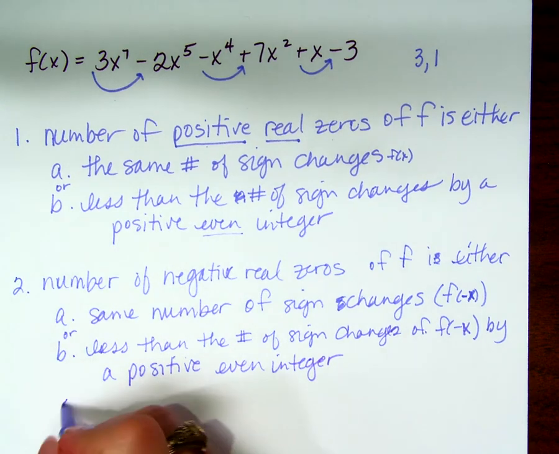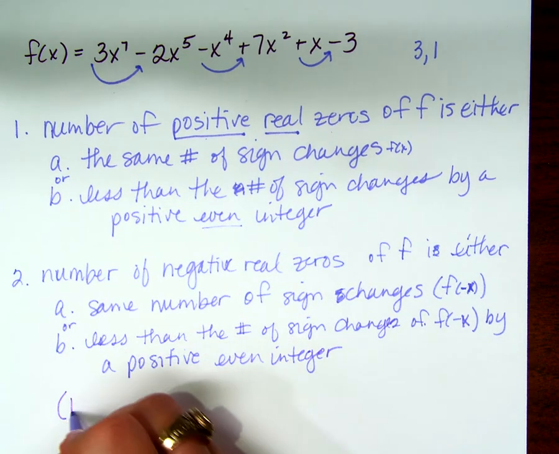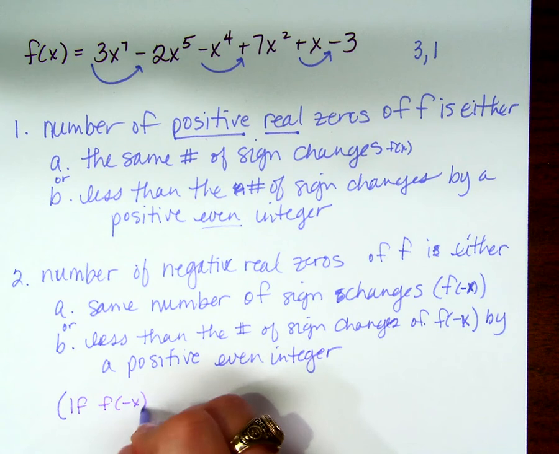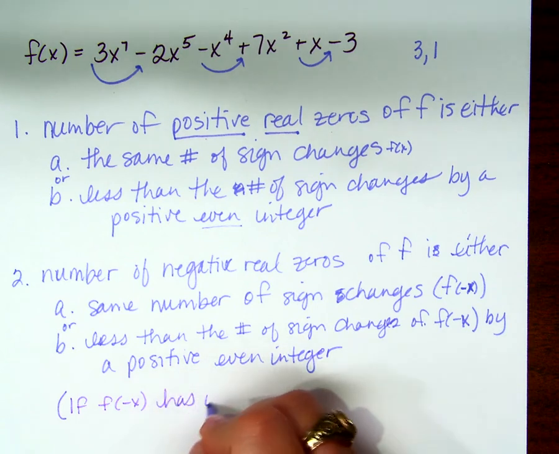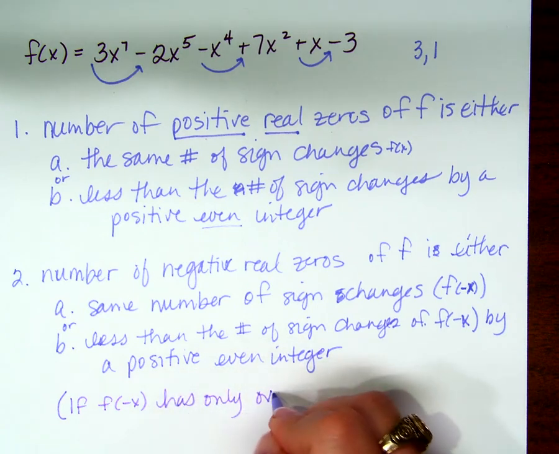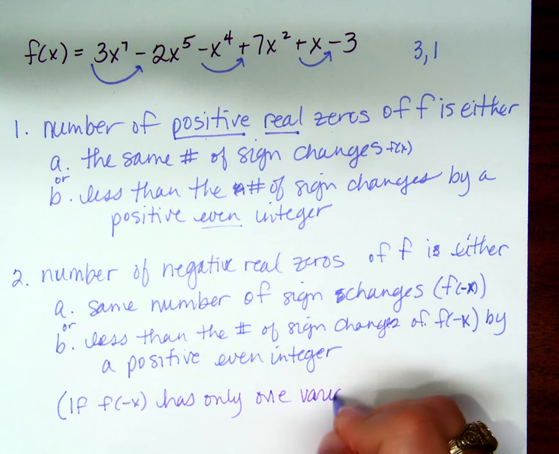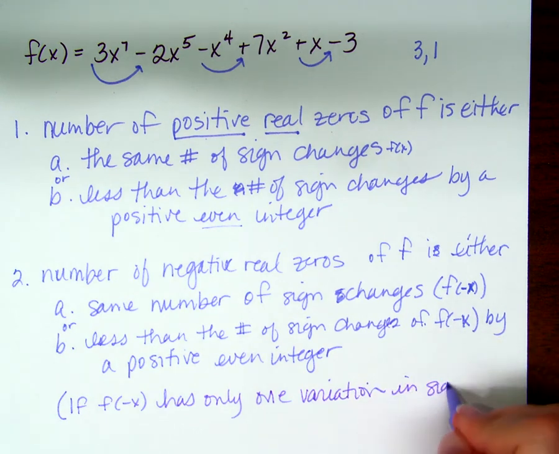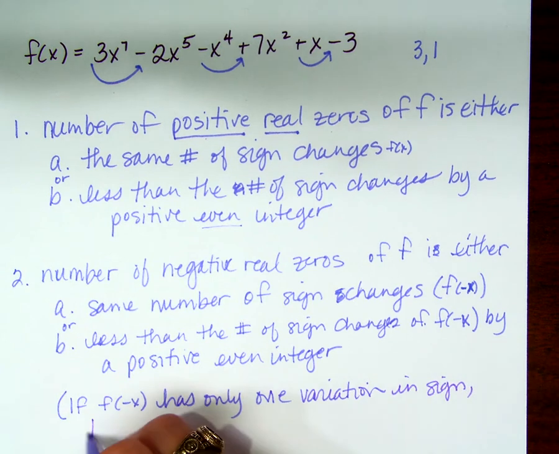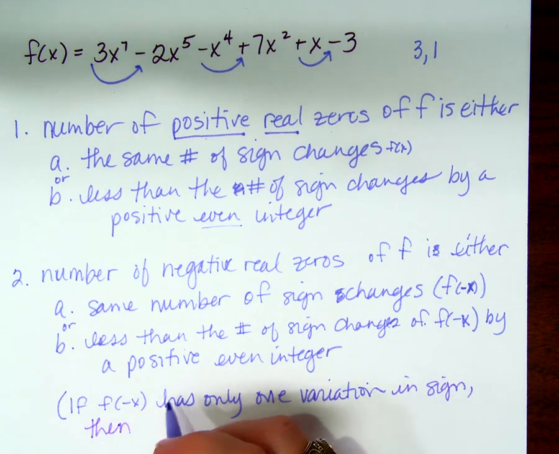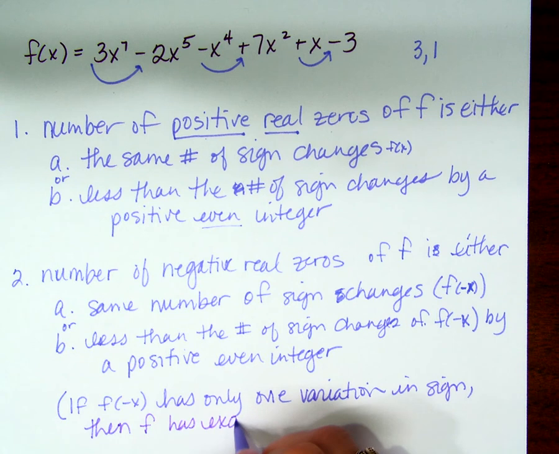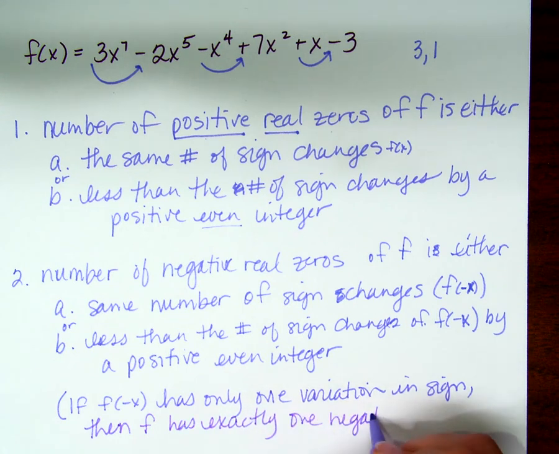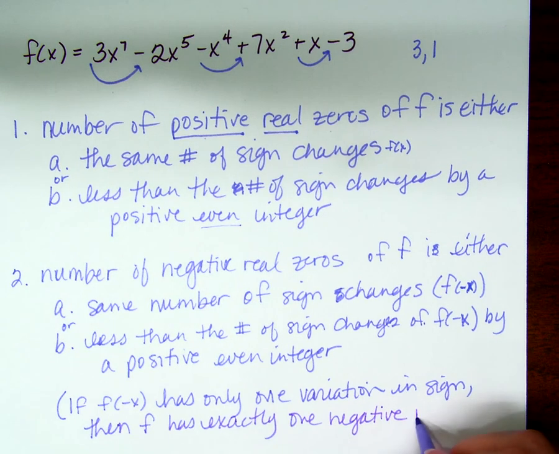And then there's a little stipulation down here. It says if f of negative x has only one variation in sign, or one change in sign, then f has exactly one negative real zero.